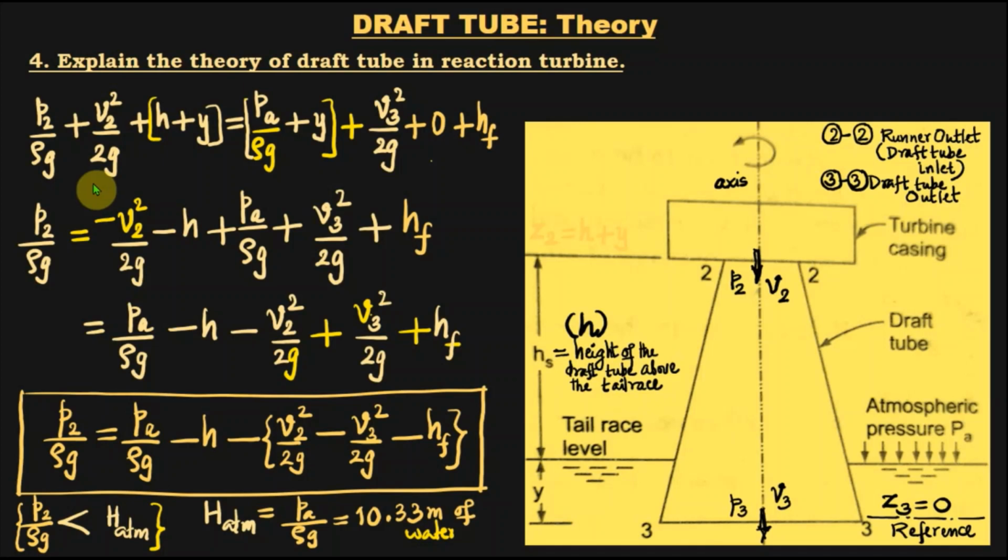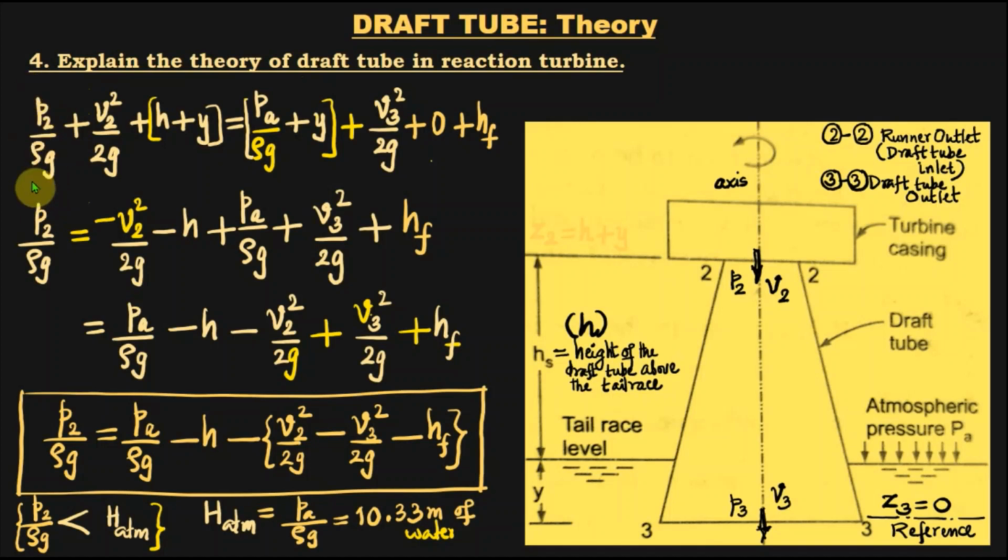See, what we are interested in is to find out the value of the pressure P2 and the corresponding head P2 by rho g, because we have to establish the fact that the pressure head prevailing at the runner exit or draft tube inlet is vacuum, because in the functions of the draft tube we already stated that the draft tube permits a negative head to be developed at the runner outlet or the draft tube inlet.